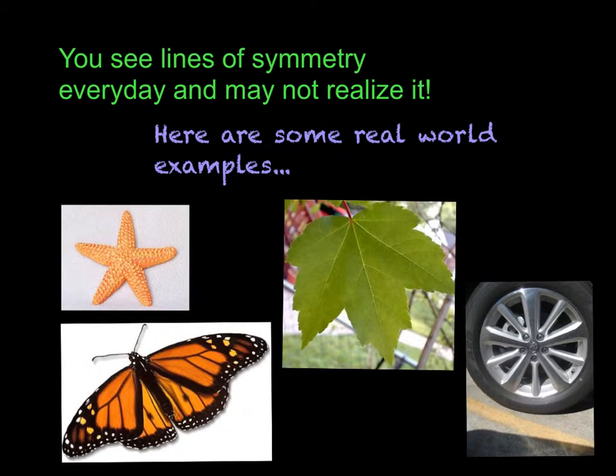Please pause the video here and on your piece of paper, show where a line of symmetry is in a starfish, in a butterfly, in a leaf, and in a tire.